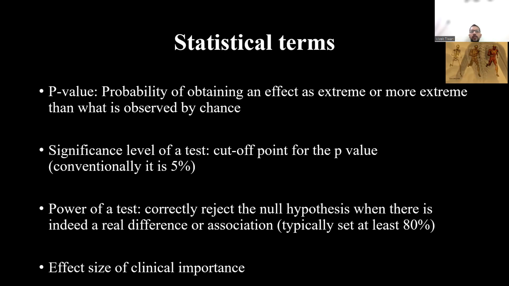The p-value is the probability of obtaining an effect as extreme or more extreme than what is observed by chance. The significance level of a test is the cutoff point for the p-value, which is conventionally taken as 5%. The power of a test is the ability to correctly reject the null hypothesis when there is indeed a real difference or association. It is typically set at least 80%. And what is the effect size of clinical importance?